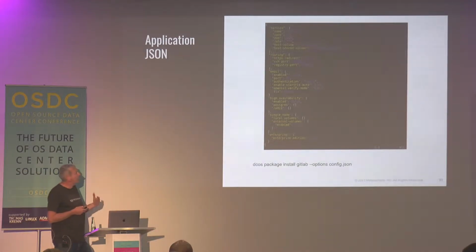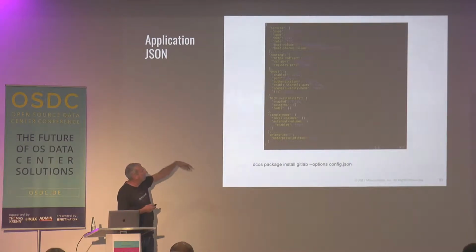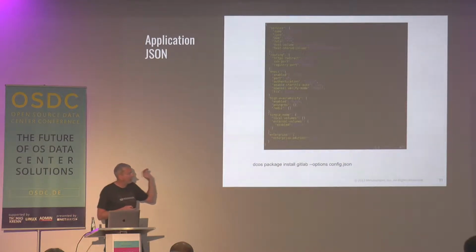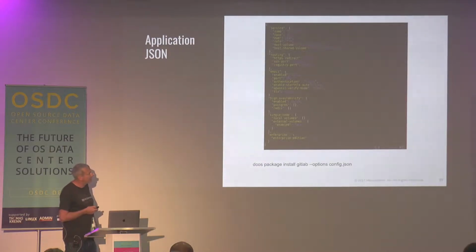But in general, more people are likely to deploy things programmatically using the CLI. So we can define JSON like this, and then we can run a single command, dcos package install with our application name, with options to give it a config file, and deploy applications like that.